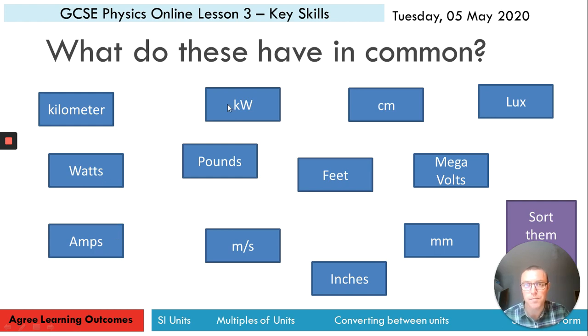Watts, amps, kilowatts, and megavolts are all units with something to do with electricity. Watts can also be to do with mechanical power. Lux is a unit for light intensity. So you can see I've got a window open over there and not a window open over there. The light intensity on this side of my face is a lot higher than this side of my face, so I could get a measurement for lux here, which would be higher than here. Okay, so that would be your groups. These are all units. I want to have meters per second here, which is a unit for speed or velocity.